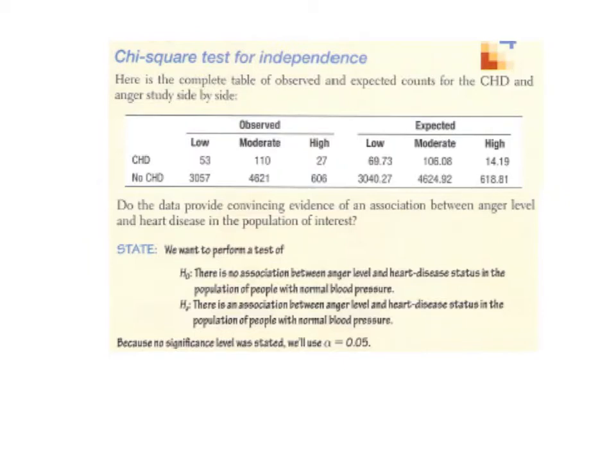So our question here is: does the data provide convincing evidence of an association between anger level and heart disease? So we want to perform a test of, and we would state our null and alternative hypothesis. Okay, the null hypothesis is, again, that there's going to be no association. You could also word that as they are independent of one another. Our alternative is pretty generic. It just states that there is an association. But you'll notice we went through all the context: anger level and heart disease status in the population of people with normal blood pressure, because that was a specific condition of these people.